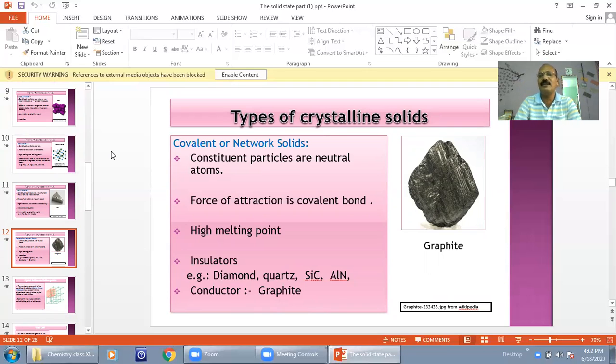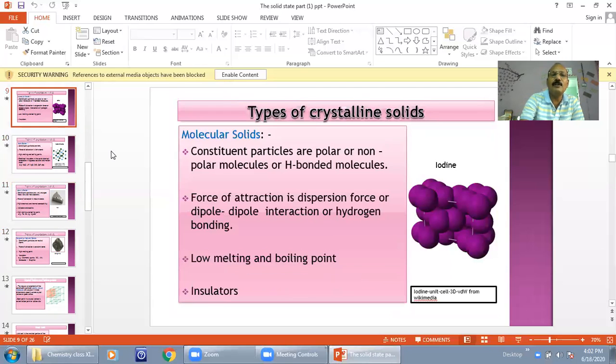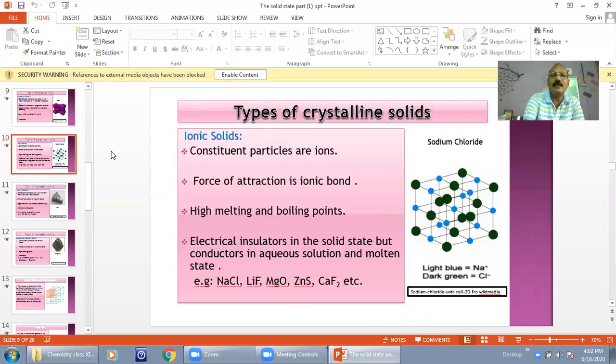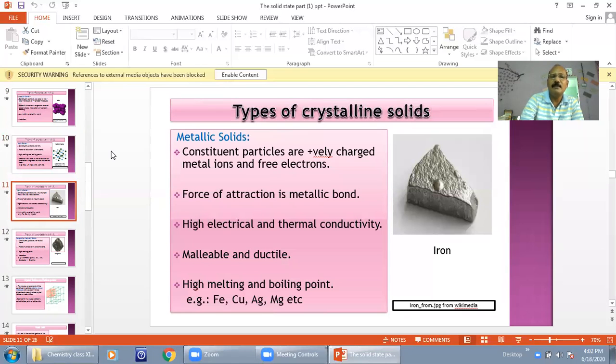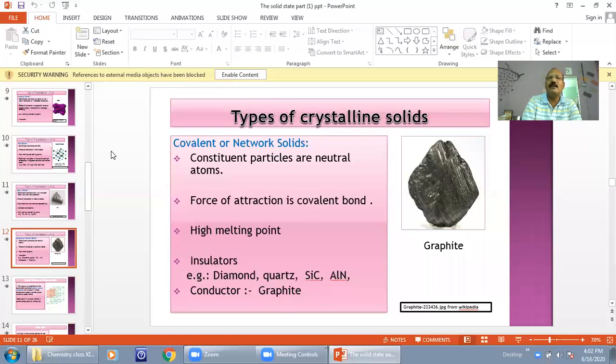The exception is graphite, which acts as a conductor. But diamond, quartz, silicon carbide (SiC), and aluminum nitride (AlN) are insulators. Only graphite is a conductor. So in this way, we have seen all four types of crystalline solids: molecular solids, ionic solids, metallic solids, and covalent or network solids.